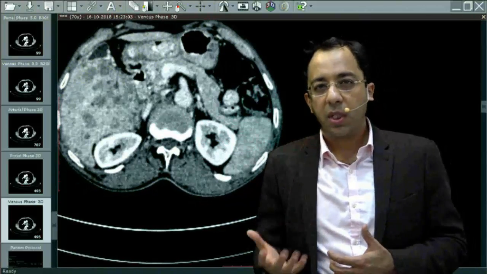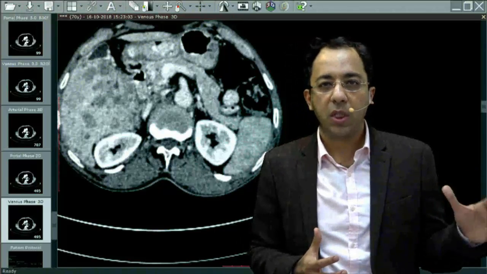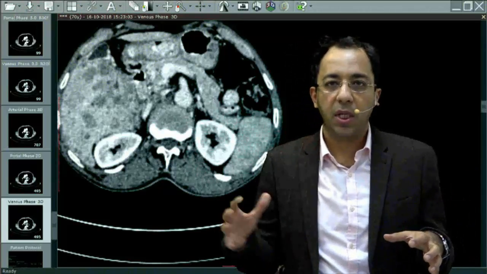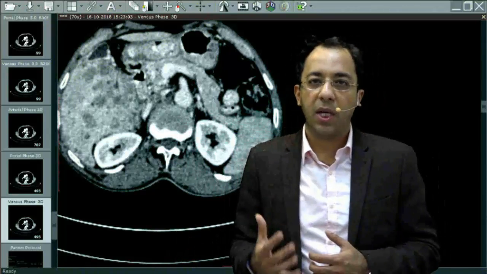Now the thrombus in the portal vein can be bland, can be malignant, and we look at the contrast enhancement. That is why we have to look at it in the plain study and compare it with the contrast-enhanced image. If it is a tumoral thrombus, it will show enhancement.